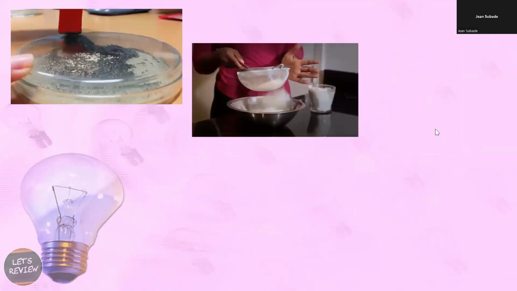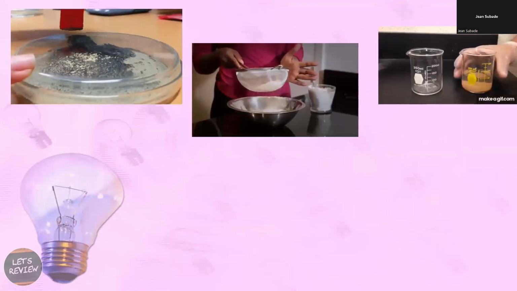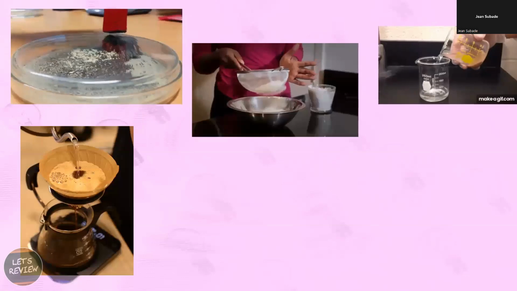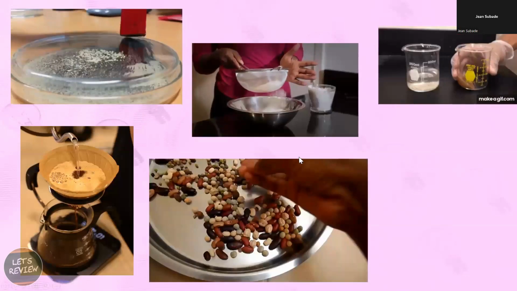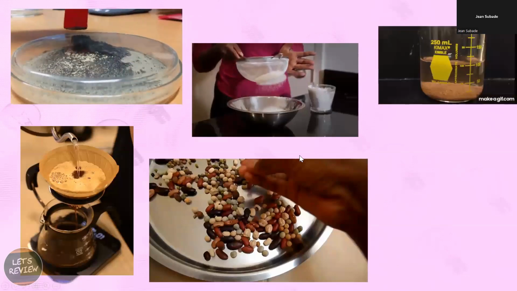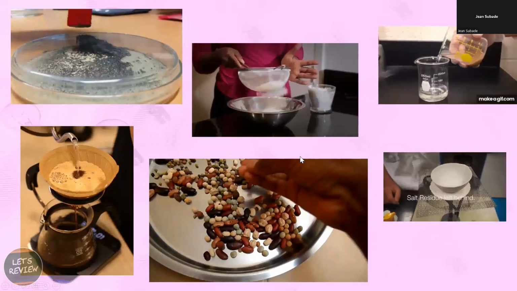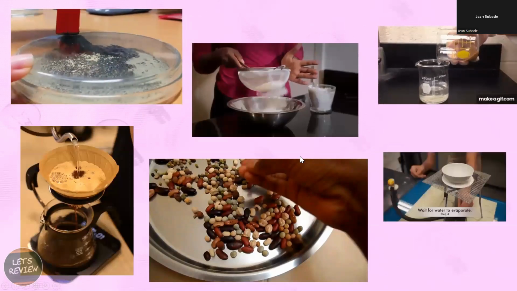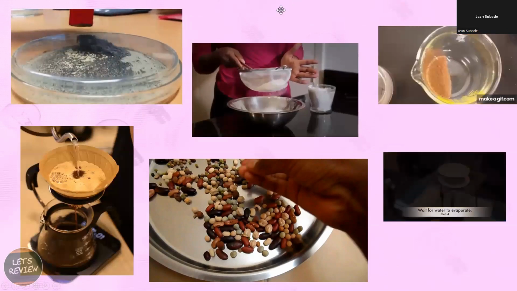So remember the different techniques on how we can separate mixtures. One is magnetic separation, two is sieving, three is decantation, four is filtration using filter paper, hand picking or physical manipulation, and lastly evaporation. So I hope you learned something about how we separate mixtures.